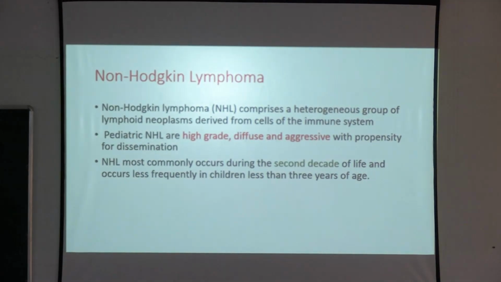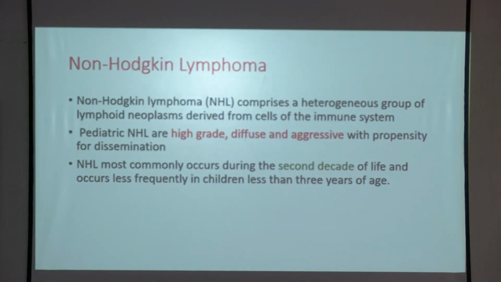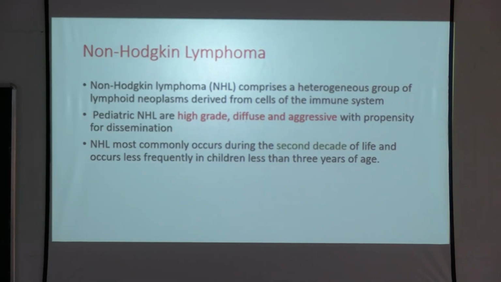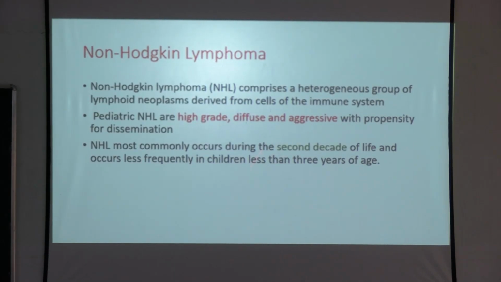Now coming to the second topic, non-Hodgkin's lymphoma. All the lymphomas that are not Hodgkin's, what can we call them together? Non-Hodgkin's. So there are different types of non-Hodgkin's lymphoma. It is a heterogeneous group of lymphoid neoplasm that derives from the cells of the immune system.